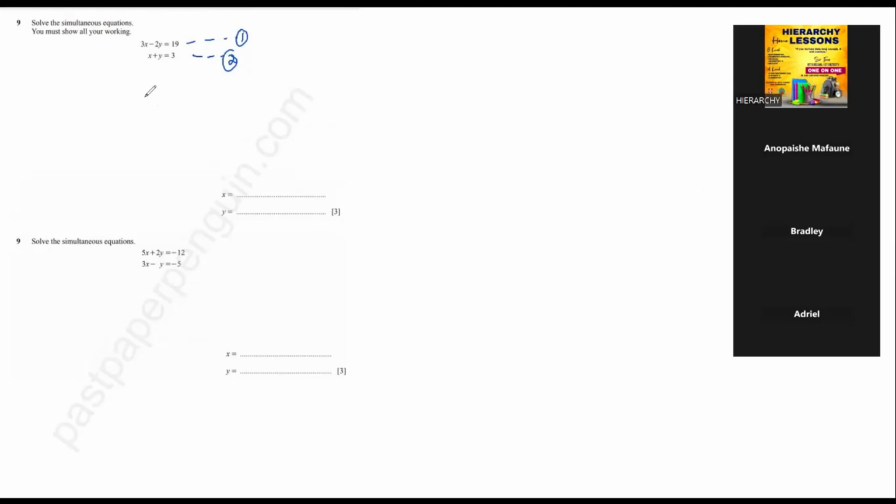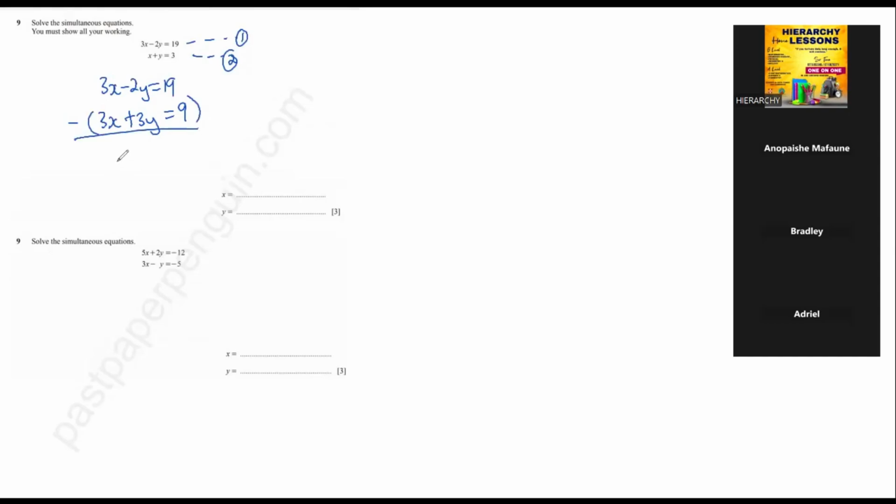Okay, so the first equation is being multiplied by 1. Then the second one is being multiplied by 3. So what do you get? We get 3x minus 2y is equal to 19. Then 3x plus 3y is equal to 9. So we're going to be subtracting.